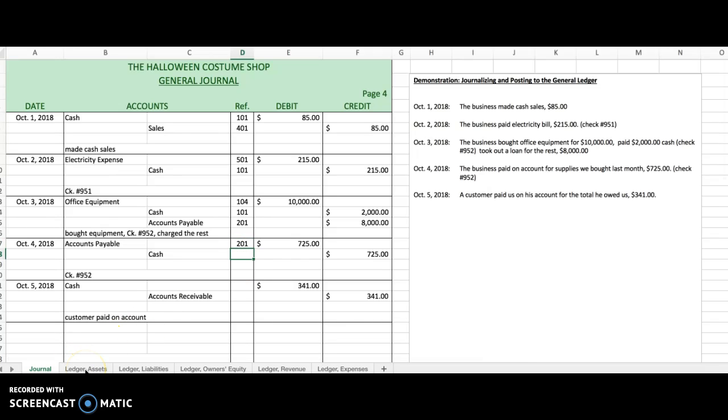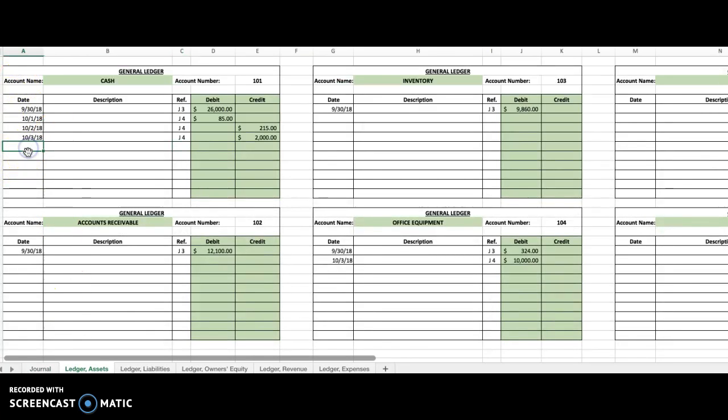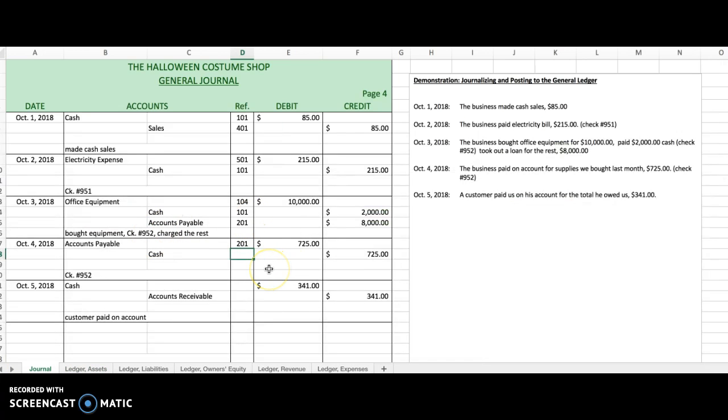Cash goes down. We go back to our cash account, put in the date, and we paid more money out, 725, J4 in the reference column, and 101 in the journal. Last one, we received money from the customers, and that means we got more money, cash went up, so we debit 341.